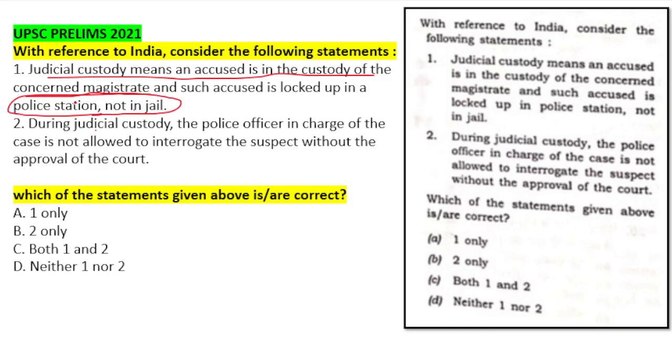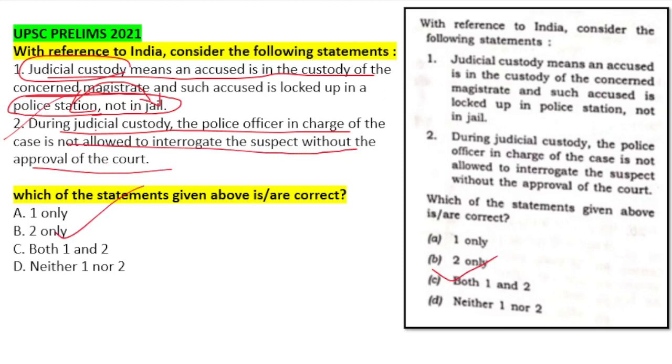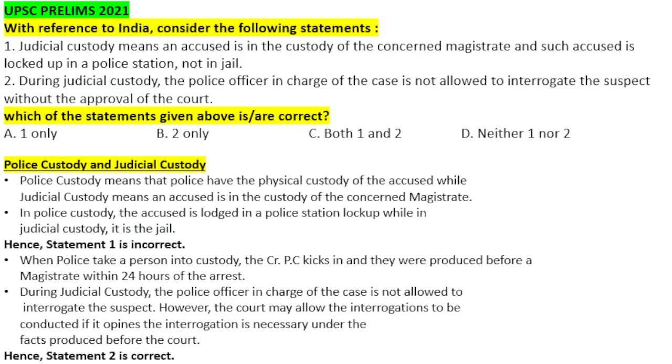Because it is the reverse. Actually, it is in the jail and not in the police station, because if it's in the police station, it is not called judicial custody. It is called police custody. So during judicial custody, the police officer in charge of the case is not allowed to interrogate the suspect without the approval of the court. This is correct. So the answer will be 2 only here.